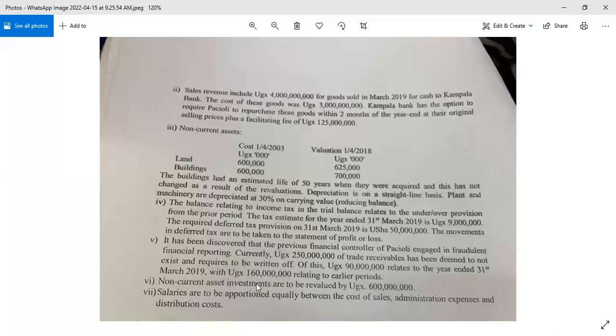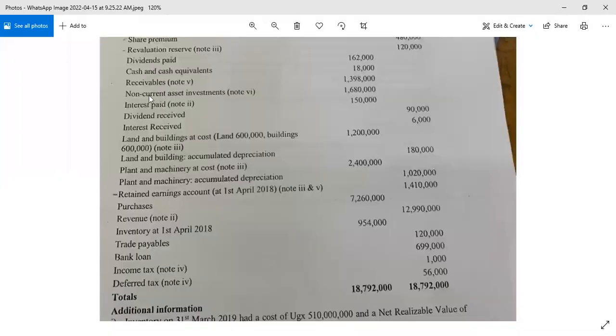If it was a cost model, the change would go to the OCI. But if it is the fair value model, the change would go to the P&L. So let's look at the asset in the trial balance and see how much it was. Then we go to our workings. It is here, non-current asset investment. It is 1680. Okay, so we've got our workings.